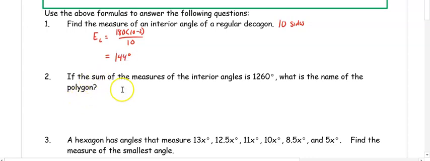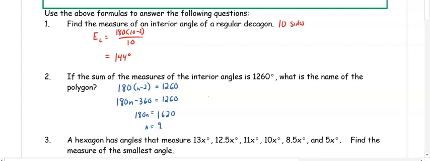In number two, if the sum of measures of the interior angles is 1,260, what is the name of the polygon? So we got to figure out our number of sides first. So we are going to set that equal to our sum of interior angles. So we have 180 times n minus 2 is equal to 1,260. We can distribute the 180 into the parentheses, and we can add 360 to both sides. So 180n is equal to 1,620. When we divide by 180, we get 9 sides, which means that this is a nonagon.